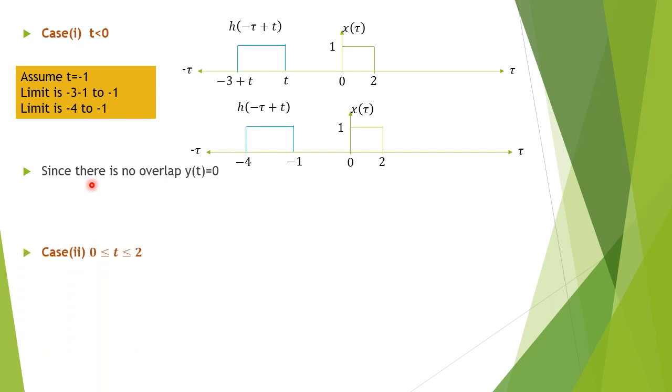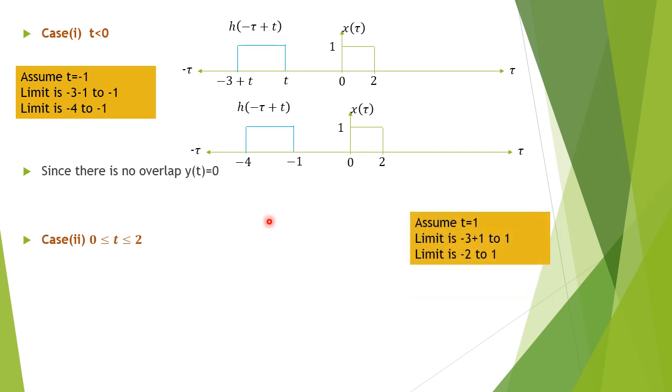Then case 2. Here we are assuming t value is in between 0 and 2. So 0 and 2 means, let us assume t is equal to 1. So minus 3 plus 1 to 1. So the new limit is minus 2 to 1. Now we have to draw the graph.